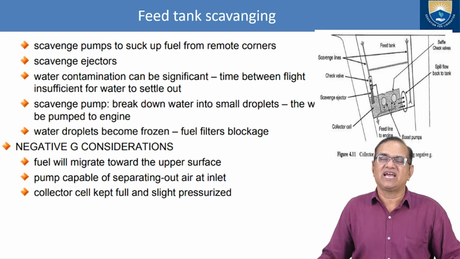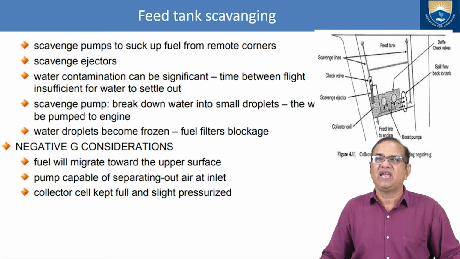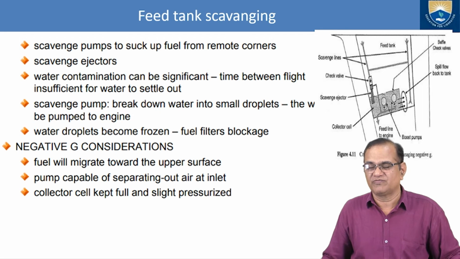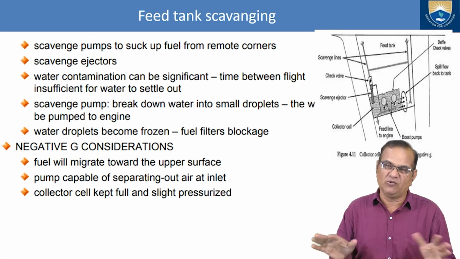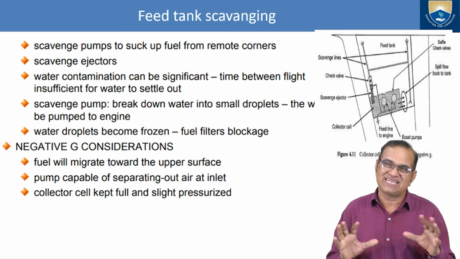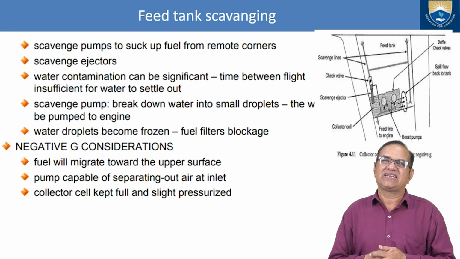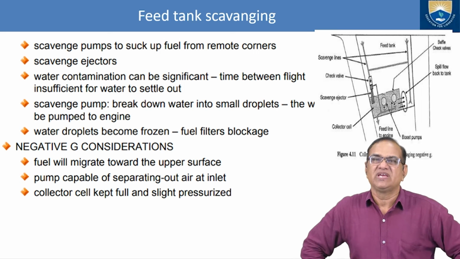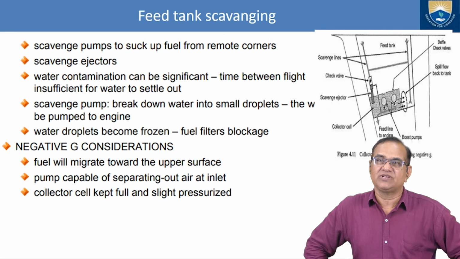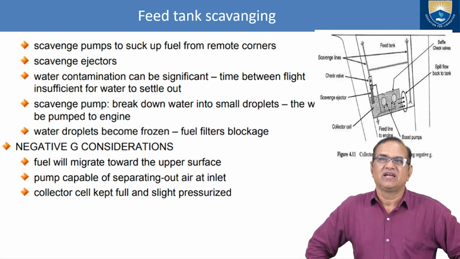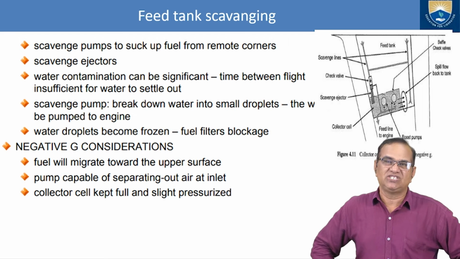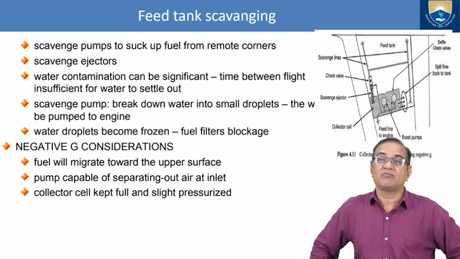Water contamination can be significant. Time between flights is insufficient for water to settle down. Water may not be able to settle due to the vibrations and shaking of the fuel tanks. That time we have to use the feed tank scavenging system. Scavenge pumps break the water down into small droplets and then we pump it to the engine. Water droplets become frozen, causing fuel filter blockage.